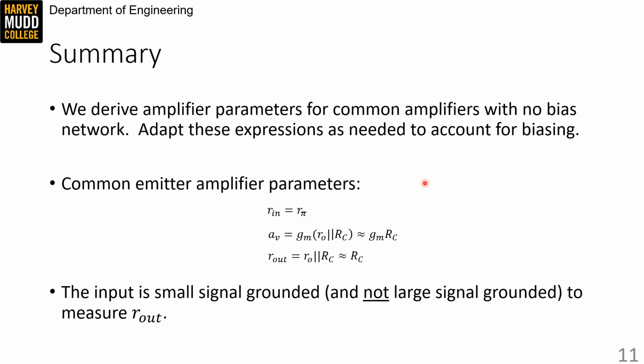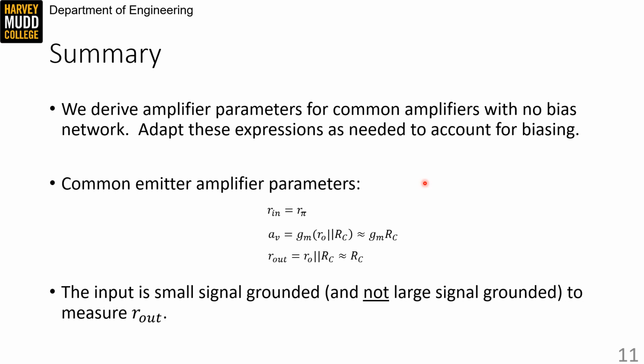So in summary, we derive amplifier parameters for common amplifiers without attaching a bias network, or with this kind of dumb bias network that turns invisible. That allows us to adapt these core amplifier expressions that we derive to different biasing situations or biasing networks just by adding something in series or parallel.